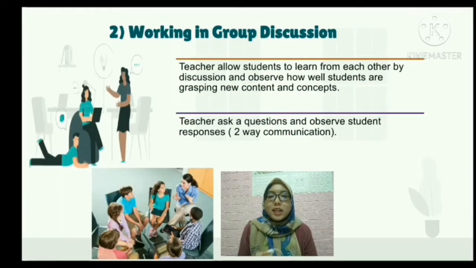Second, working in group discussion. Teacher needs to frequently facilitate the class discussion. This allows students to learn from each other. It is also a great opportunity for teacher to observe how well students are grasping the new contents and the concept. And furthermore, teacher can ask a question and observe student response to make sure that they have two-way communication in the learning.